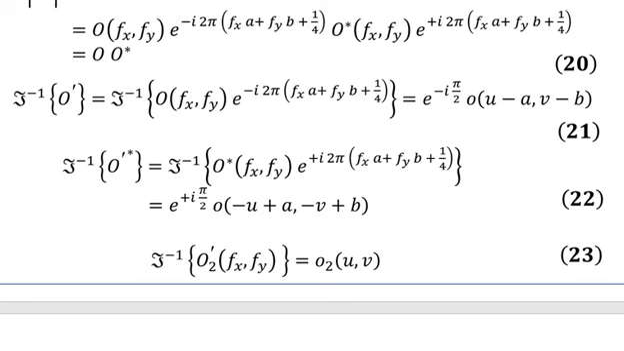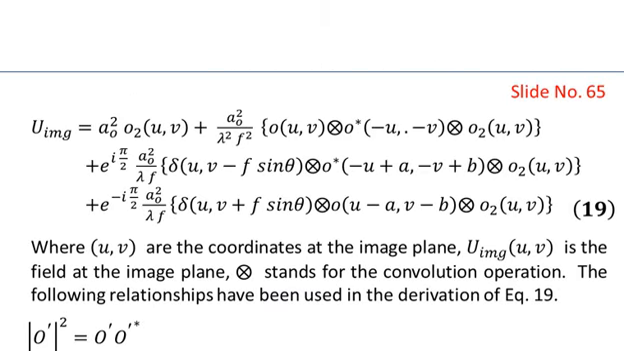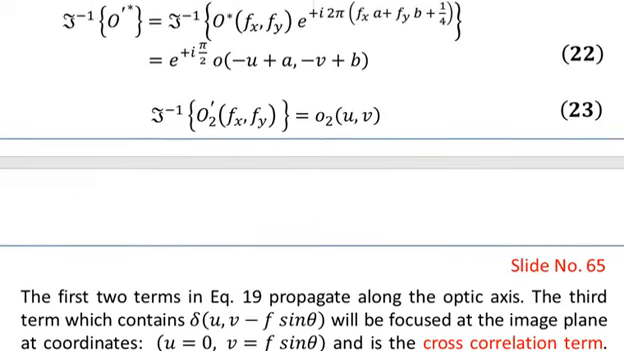And for equation number 23, we have written the inverse Fourier transform operating on O2 prime as a function of x and y, and that we have replaced simply by the Fourier object O at the coordinates u and v. So you see that we have made these substitutions, that we have used equations 20, 21, 22 and 23 in order to obtain equation number 19.